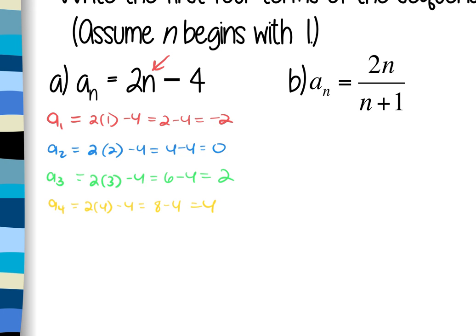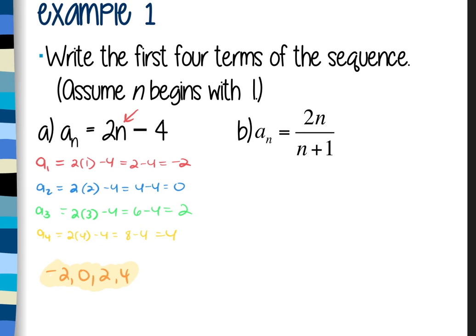Usually you will list them in the order that you got them, so we don't rearrange them by size or anything like that. We list them in the order that we got them, separated by a comma, so it would be like negative 2, 0, 2, 4. Unless it says A1, A2, A3, and then obviously you just plug those values in.